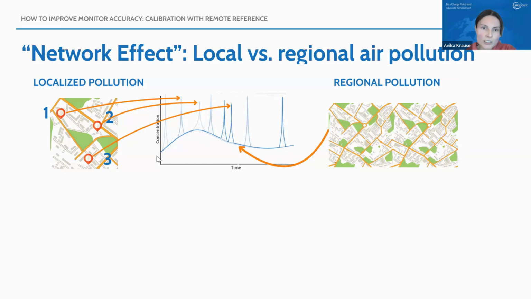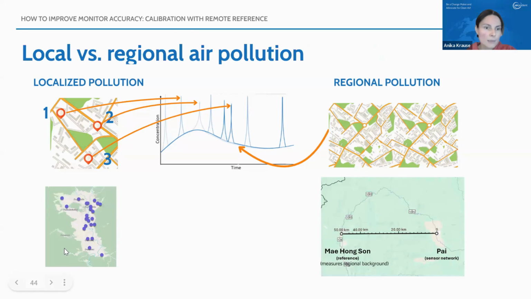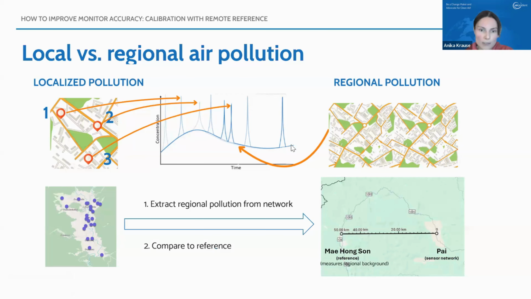But if you have many sensors, you are able to extract this regional background here, this baseline basically. And because this is the same over large areas, you can potentially use that for calibration. So I'll show you what I mean with an example. Here we have the village Pai in Thailand. And there's a sensor network, an AirGradient sensor network distributed across the entire village. So every individual sensor measures local and regional pollution. But when you plot them all together, you are able to extract this regional background.